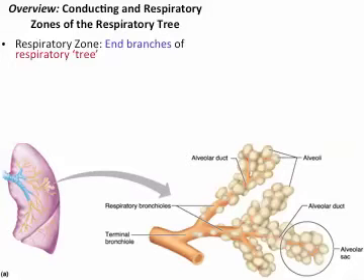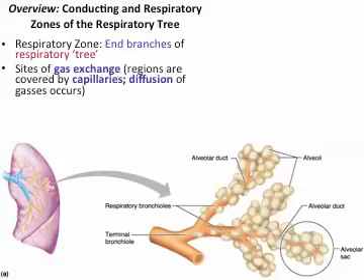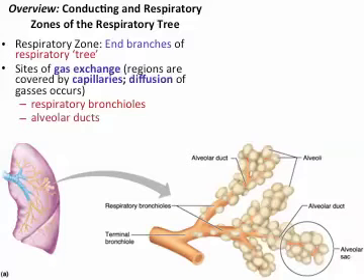So the respiratory zone then is the end branches of the entire respiratory tree. That's where you do gas exchange between the alveoli and the alveolar capillaries. Respiratory bronchioles are the beginning of the respiratory zone, and that's where you can start doing gas exchange. You go from a respiratory bronchiole into an alveolar duct, and then you terminate in an alveolar sac.